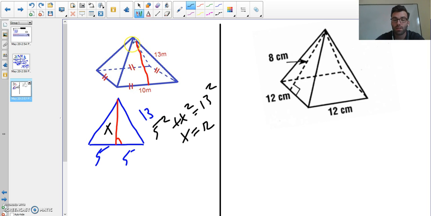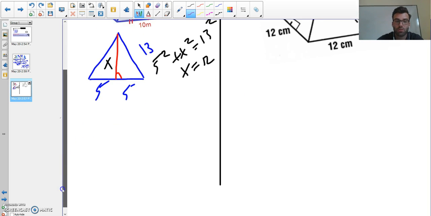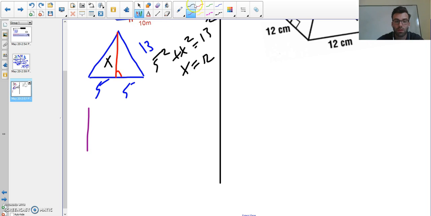Well, my slant height is going to be used to help me find the height of my shape, which again drops straight down and is perpendicular. So I'm going to do the Pythagorean theorem again. Here's my height, my slant height, and part of my lateral face, or part of my edge. So that's a 5, this is 12, and this is now, I'll call it y.